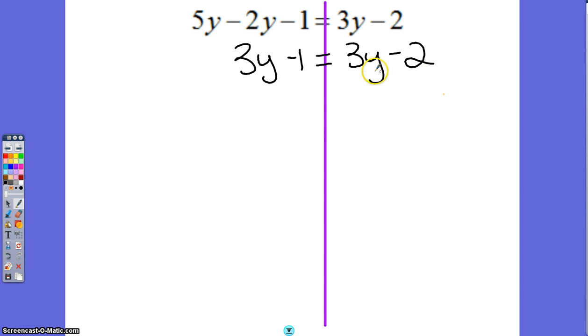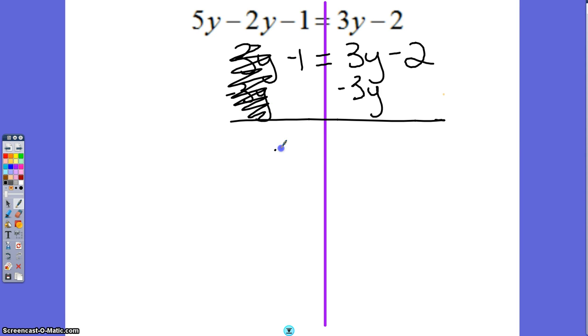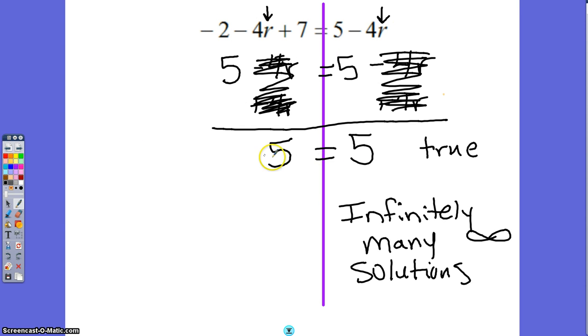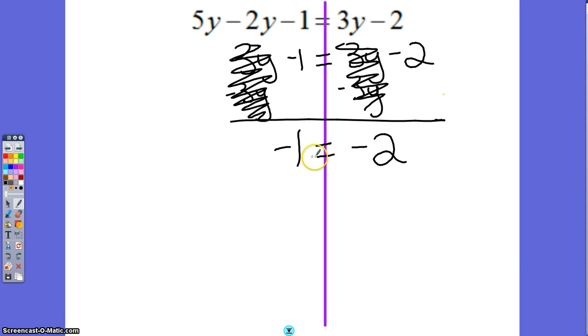So now my y values are on different sides, so I need to get them on the same side. So I'm going to get rid of 3y's over here. Do the same thing over there. And what's left over? Well, my 3y minus 3y went away, and I'm left with negative 1. 3y minus 3y went away, and I'm left with negative 2. Just like our last equation, where the variables completely went away and we were left with a number equals a number. But the only difference here is that negative 1 equals negative 2. That's not true. Negative 1 equals negative 1, or negative 2 equals negative 2, but these are two different numbers.